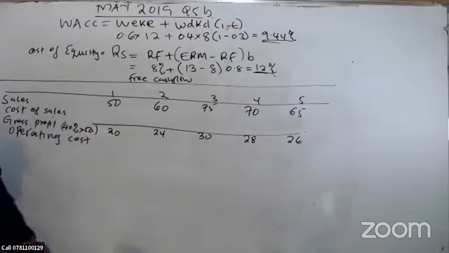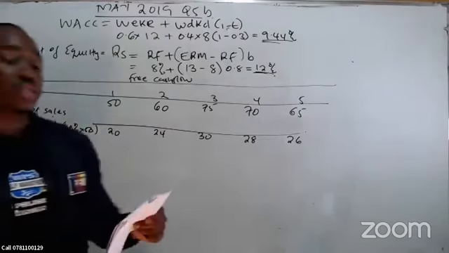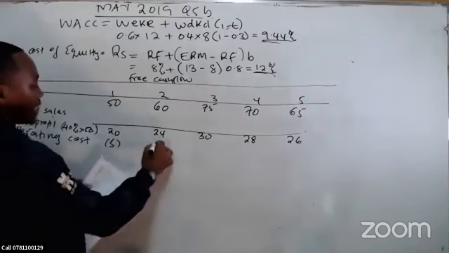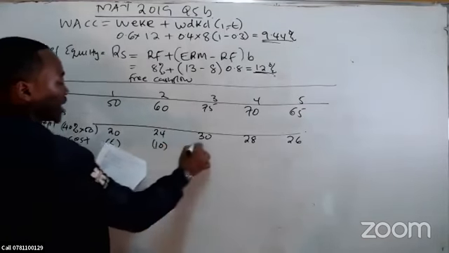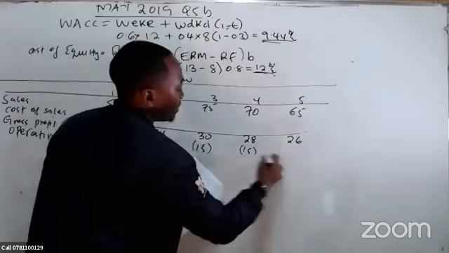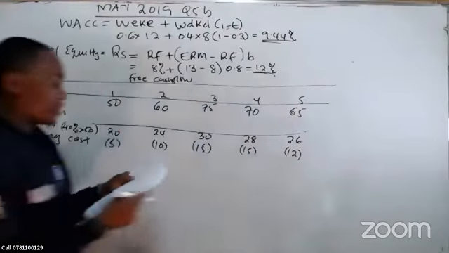Operating cost. We are given the operating cost, and the operating cost for the first year is 5. The second year is 10. We have 15, and also we have 12.